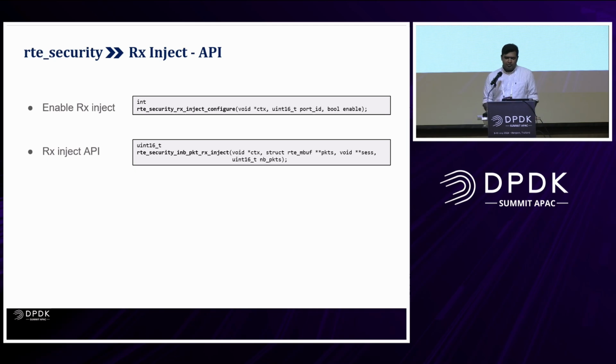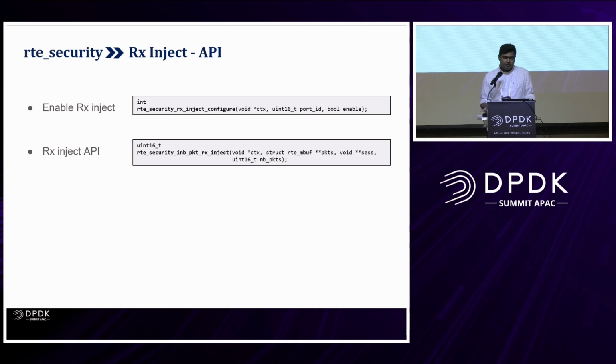So I'll quickly cover the APIs as well. The first API is the configuration API, rte_security_rx_inject_configure. The first argument is the context. It can be an Ethdev context or a Cryptodev context, based on which one is required. The second one is the port ID on which you can expect the return packet, and then the enable flag.